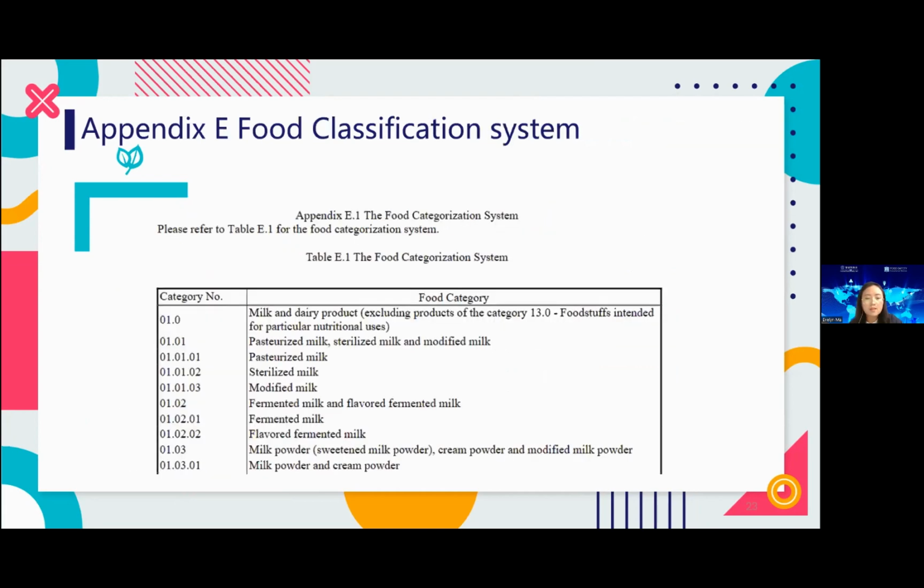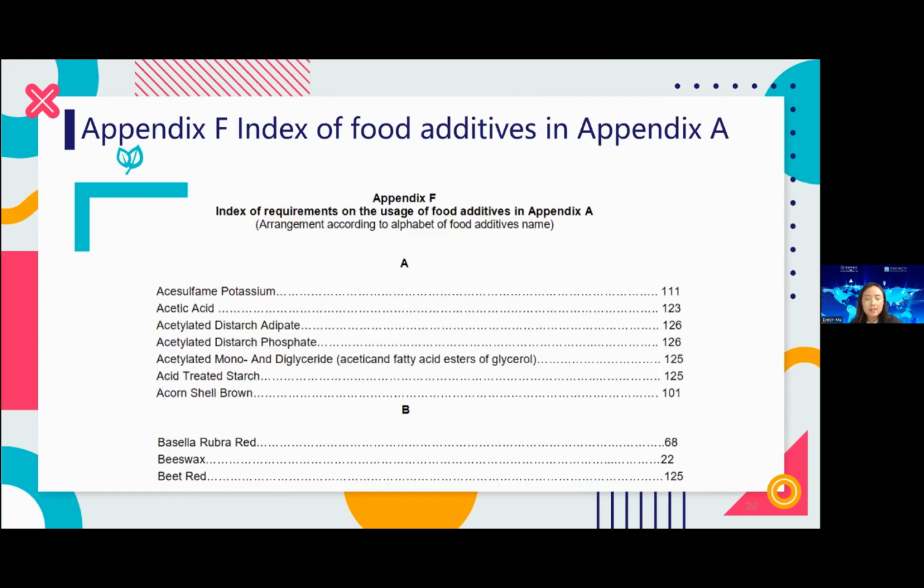And the Appendix E, which is the food category system, and which listed all the categories and the category numbers as defined. As we mentioned before, it can help the importer find the suitable food category. And the Appendix F can quickly find the page where the food additive is located.